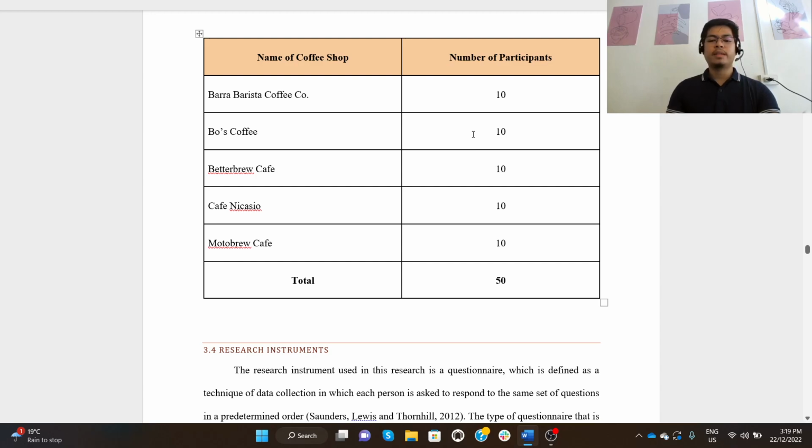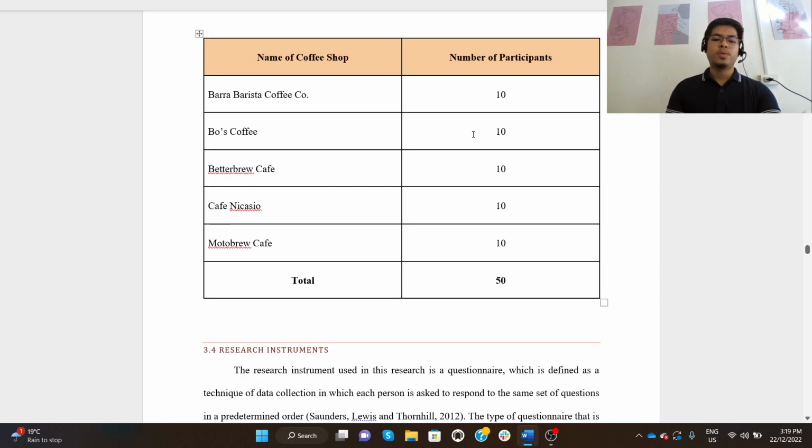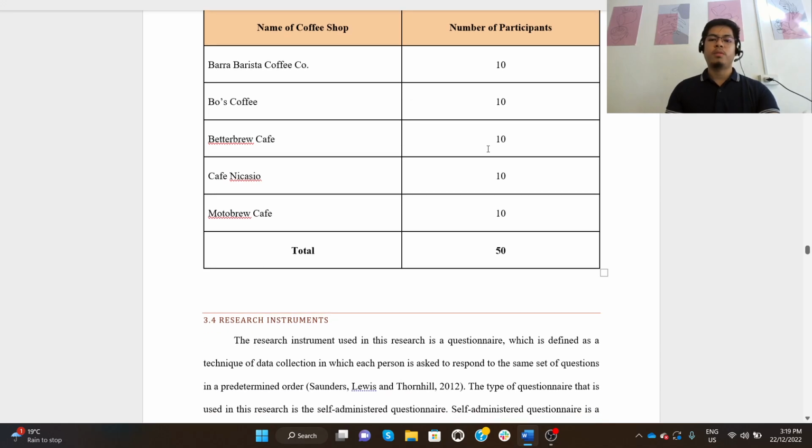So I have selected among all the coffee shops in Dipolog City only 5 coffee shops. We have the Barra Barista Coffee Corporation, the Boss Coffee, Better Brew Cafe, Cafe Nicasio, and Motor Brew Cafe. For each coffee shop I selected 10 random participants to answer the survey questionnaire that I have given to them. That comprises 50 total number of participants.